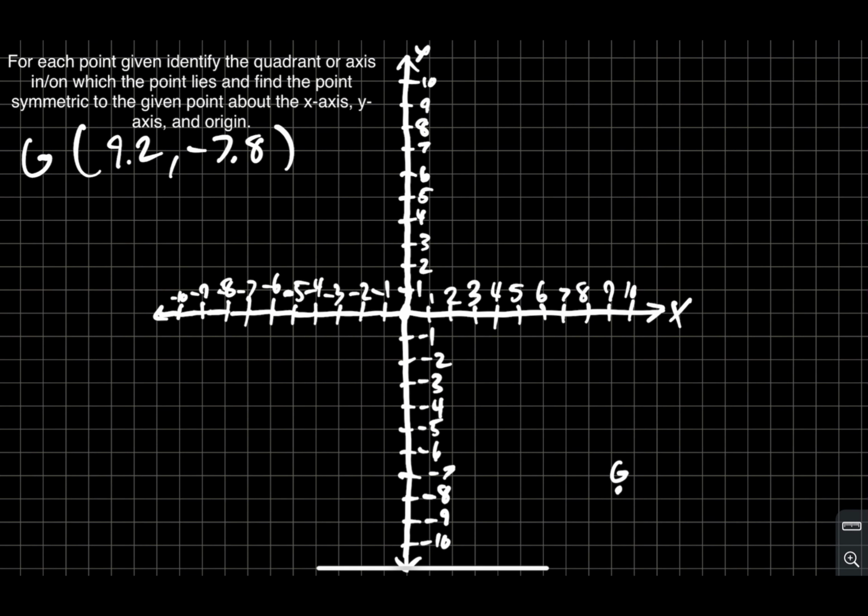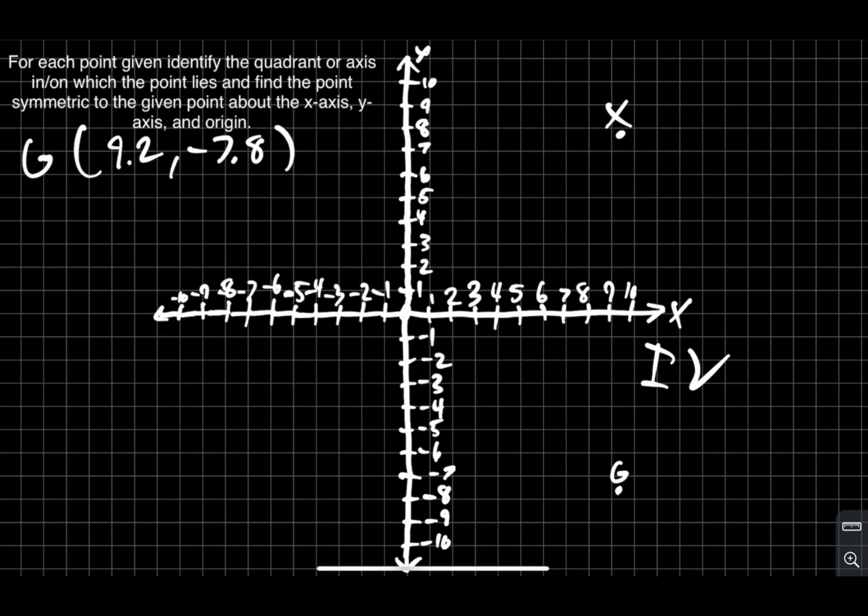So which quadrant is point G in? Point G is in quadrant 4. And we want to find a point symmetric to G about the x-axis. That means we have to change the y value. So point X, which is the point symmetric to G about the x-axis, is going to have the coordinates of +9.2, 7.8. So all we have to do is change the y value. So our point is going to be located about right here. And that's point X.